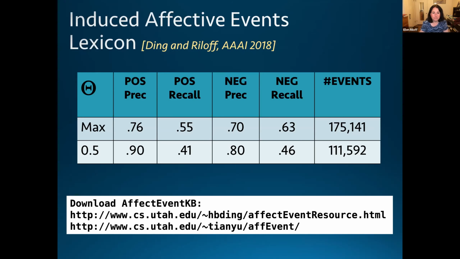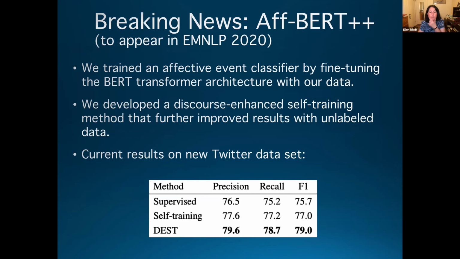It's crazy. And so I'm not going to mention much about this now because it's kind of late breaking stuff, but we have a new system now that we haven't even finished this paper yet. It's been accepted to EMNLP this year, but we're still working on the camera ready version. But we trained up an affective event classifier by fine tuning the BERT transformer architecture, if you've heard of that. And it turns out that works quite well. Not surprisingly, BERT makes everything better, right?